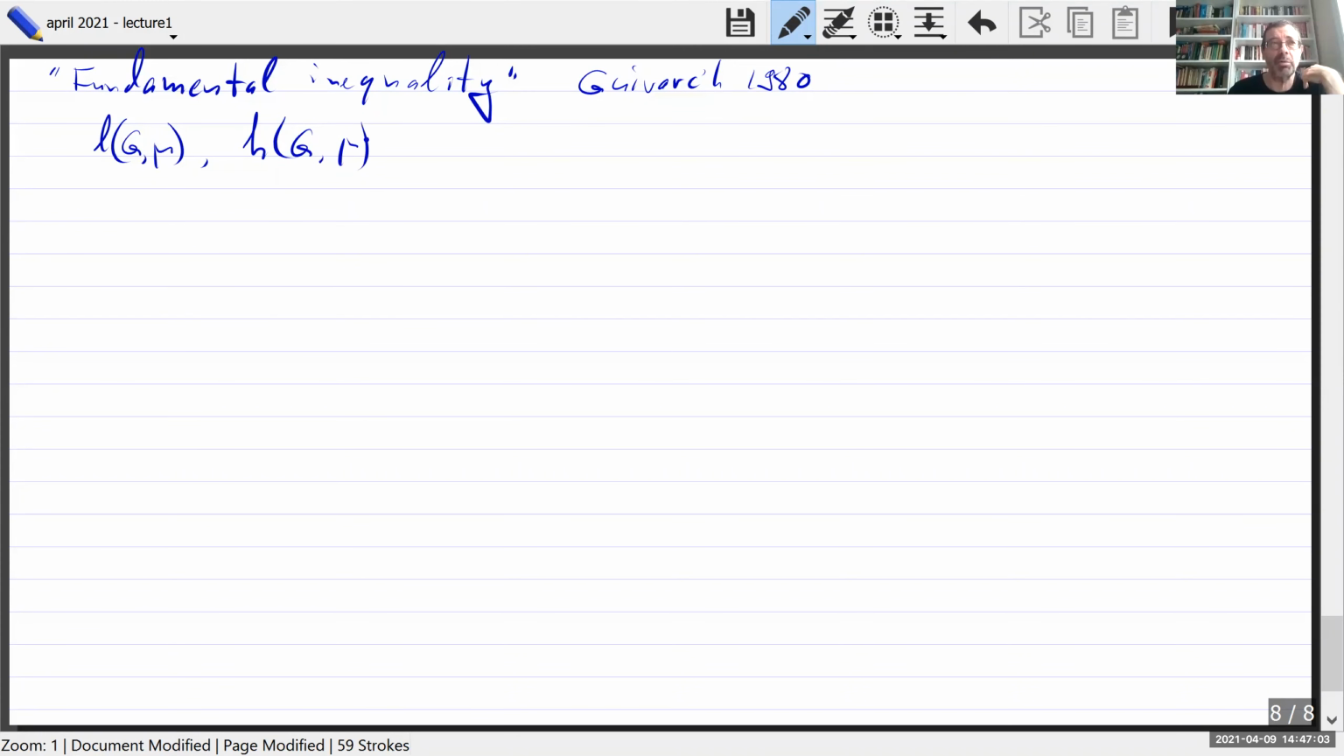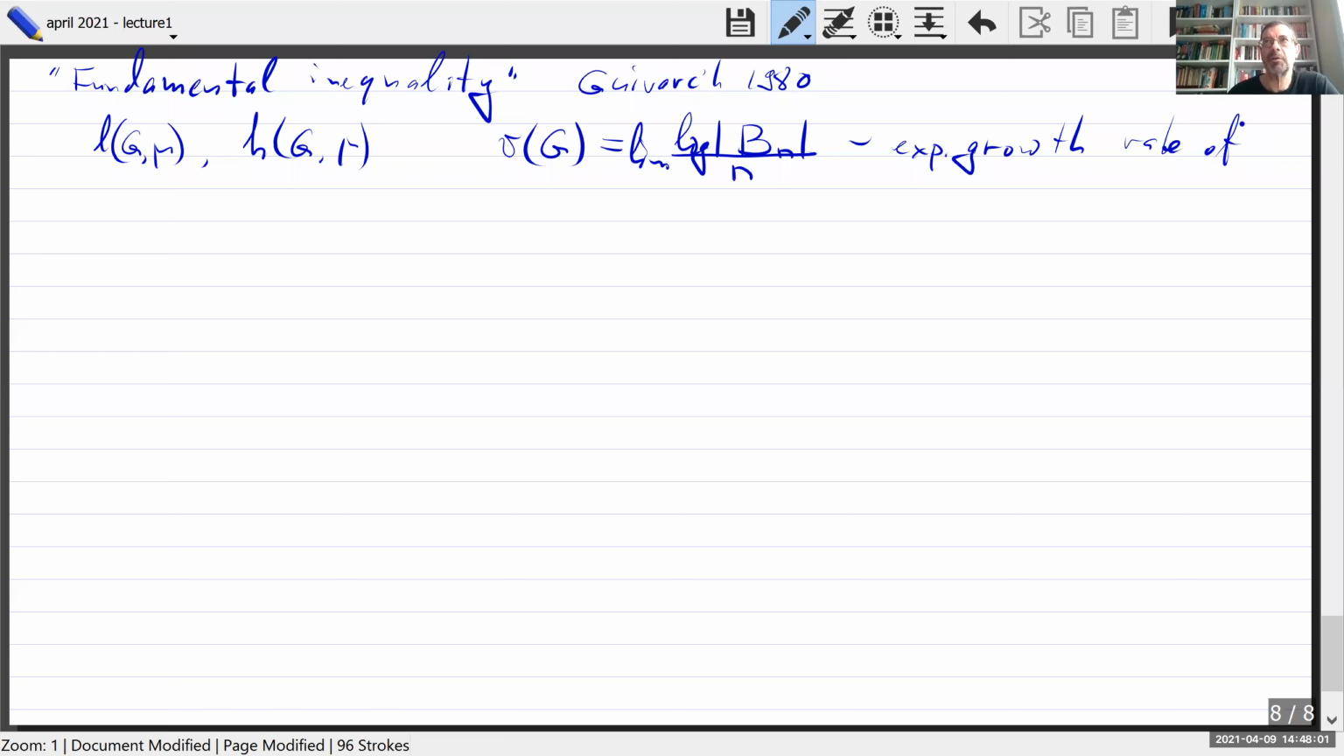And the third quantity has nothing to do with the random walk. That's something that describes the group, or rather how fast the balls of the metric that we use in defining the rate of escape grow exponentially. So the third invariant is the asymptotic growth rate, which is obtained in the following way. One takes the ball of radius n of our metric on the group, takes its cardinality, takes its logarithm, and divides by n, and then takes the limit. So that's the exponential growth rate of our group G.